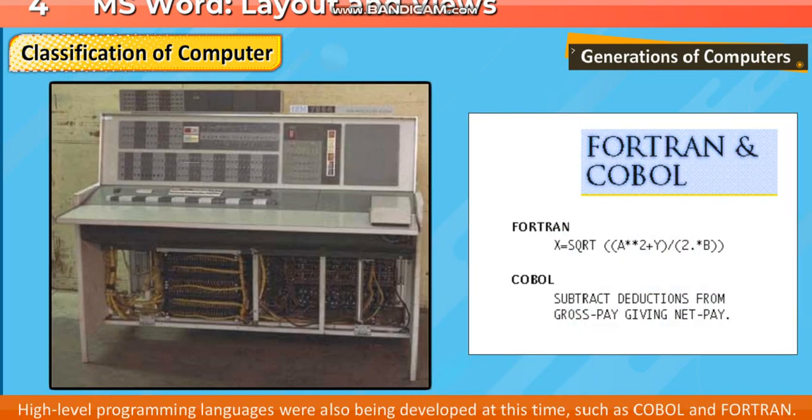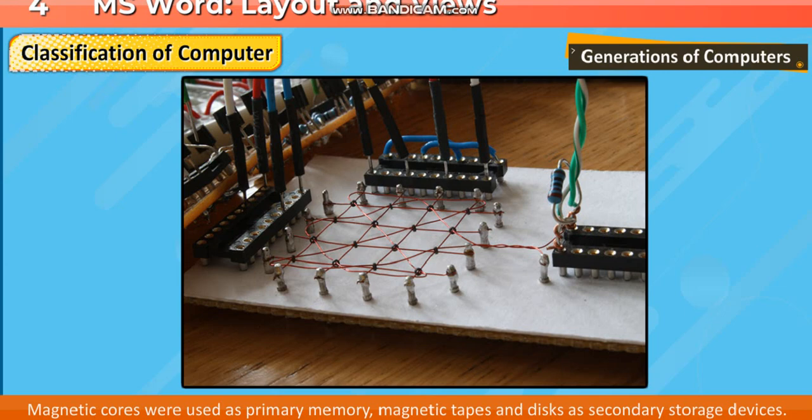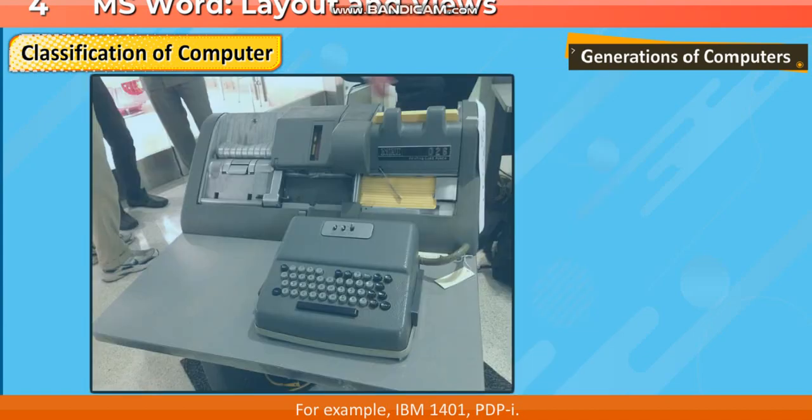High-level programming languages were also being developed at this time, such as COBOL and Fortran. Magnetic cores were used as primary memory, and magnetic tapes and disks as secondary storage devices. For example, IBM 1401, PDP-1.